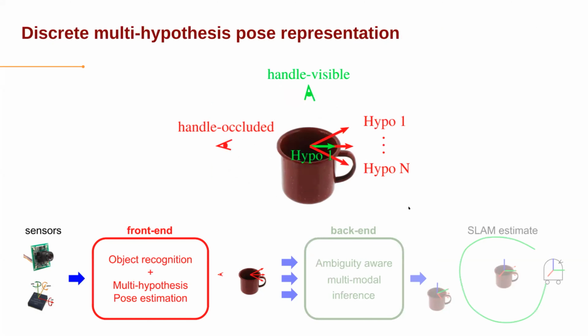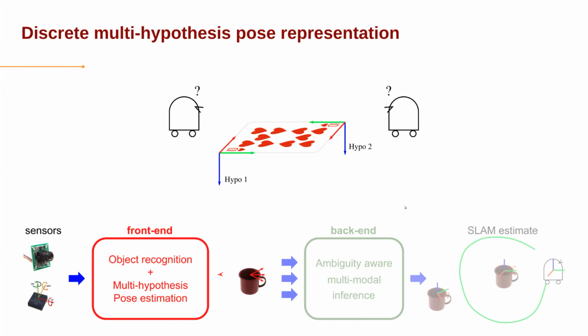To resolve this, we used discrete multi-hypothesis pose representation to quantify the uncertainties in ambiguous object pose measurements. For the coffee mug, we can make a multi-hypothesis pose estimate if its handle is occluded. Another example is a symmetric playing card.